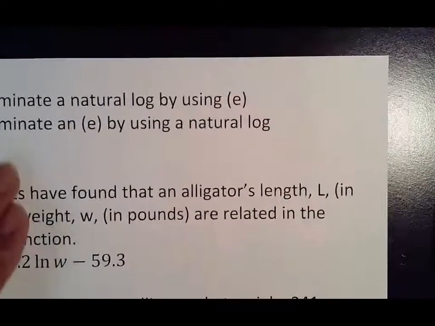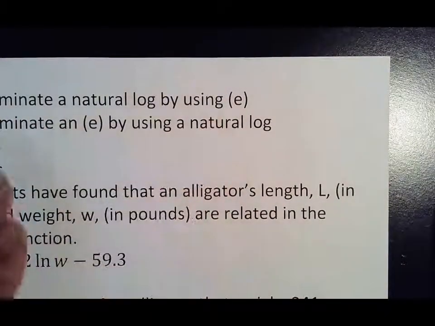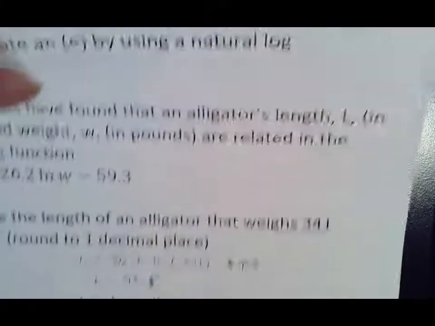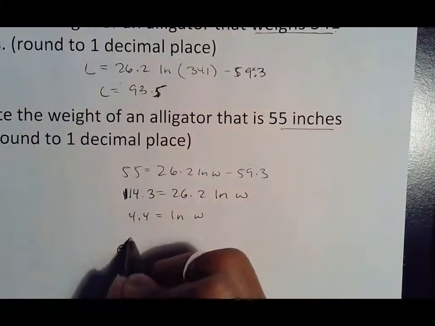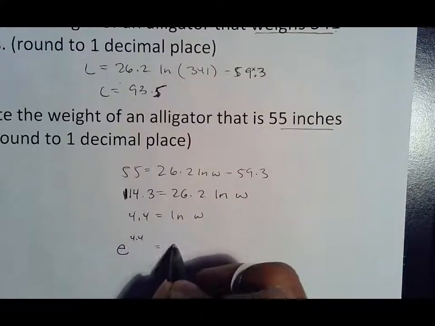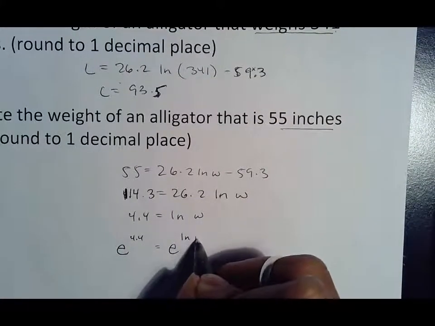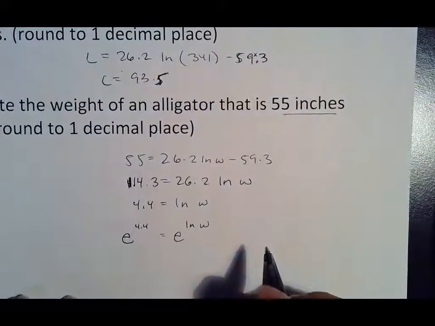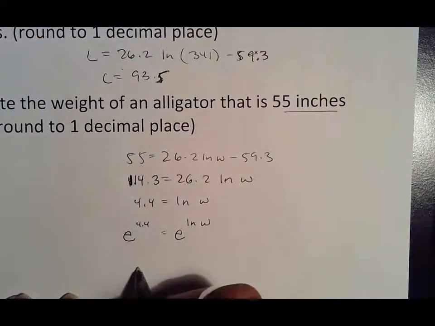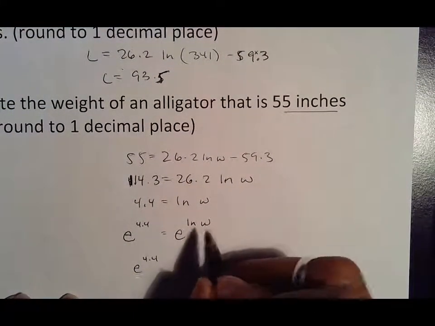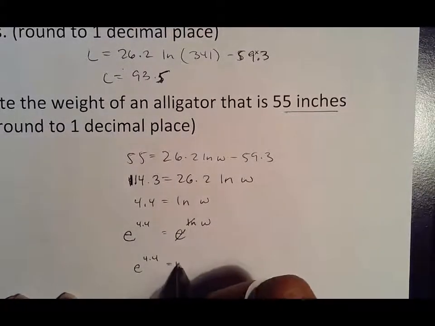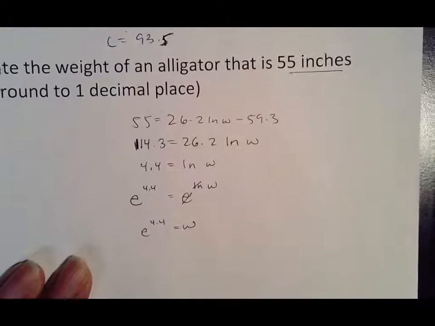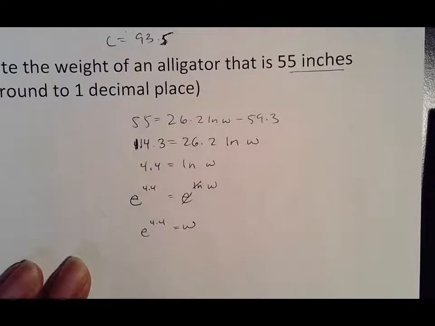And here's where we use our rule. Eliminate a natural log using e. Eliminate e by using a natural log. This is a natural log. So what we do with a natural log is we take the base of e and make both of these things a power. And what happens is e to the 4.4 stays, but e and ln cancel out, bringing down just w. So when you go to find your answer, again, e's and natural logs cancel out.